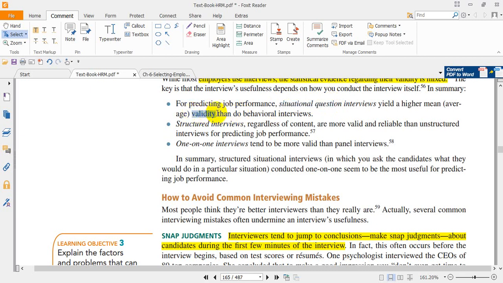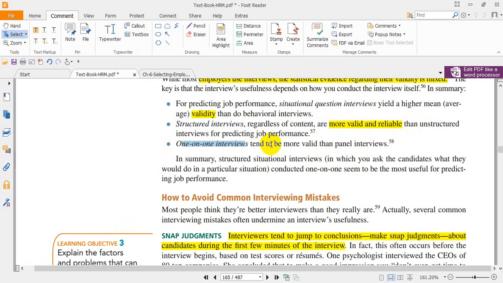For predicting job performance, situational interviews yield higher validity than behavioral. This is for what? For predicting job performance. Structured interviews, regardless of content, are more valid and reliable than unstructured interviews. Structured are more valid and reliable than unstructured interviews for predicting job performance.